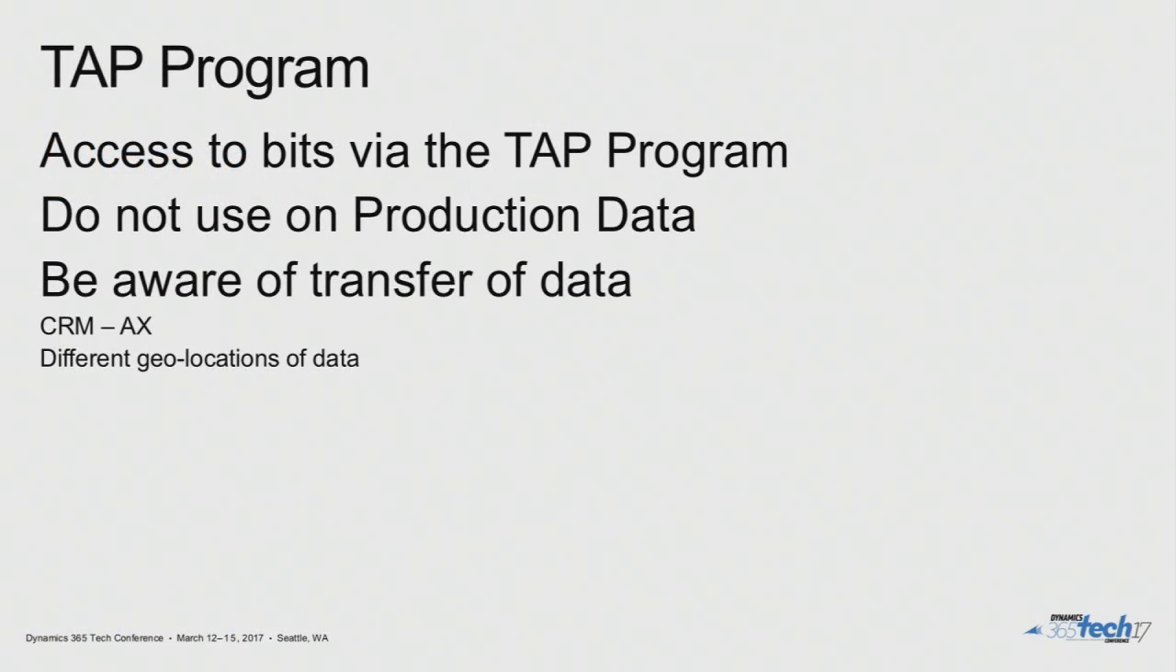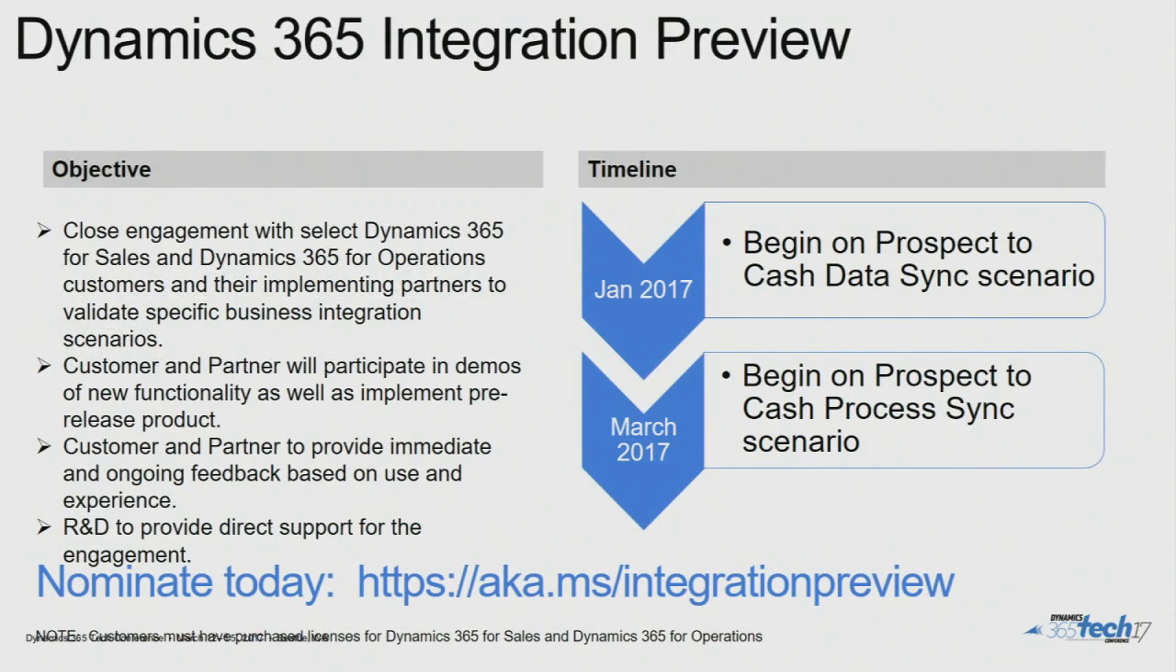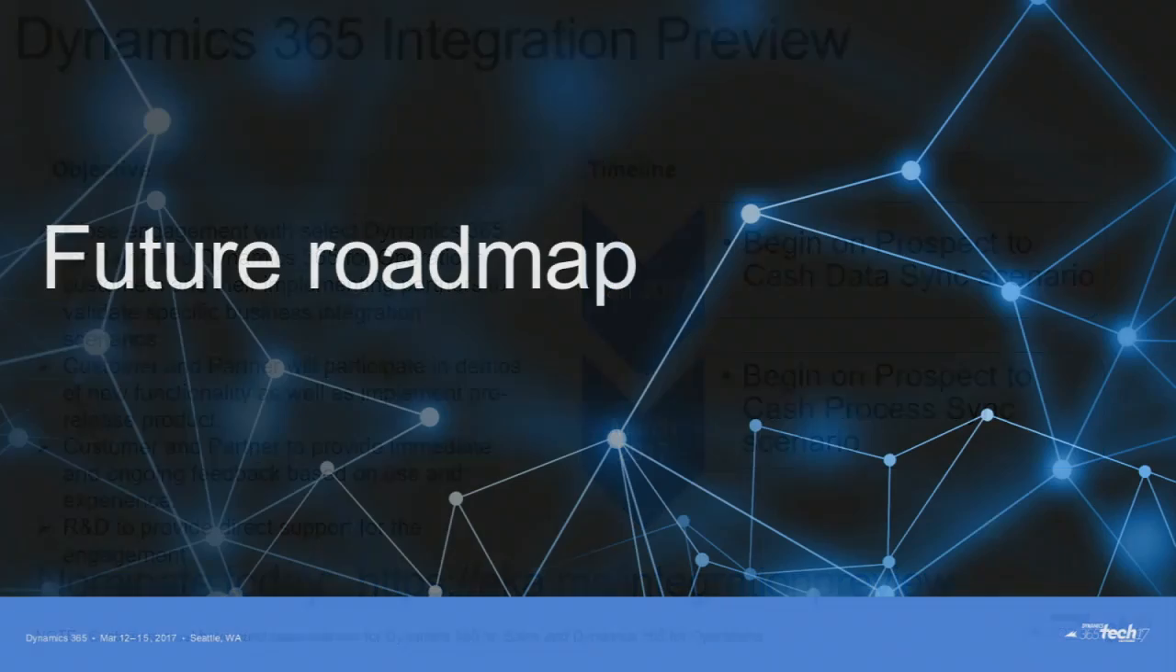Okay, so access to this today is via the TAP program. Don't use it on production data. I've been asked by lots of people to kind of reinforce that. And again, be aware of the transfer of data either out of CRM or between different geos of location. I mentioned this also previously, which is that we began this data synchronization effort in earnest really in the kind of January timeframe, and then now we're beginning on the synchronization part in March.